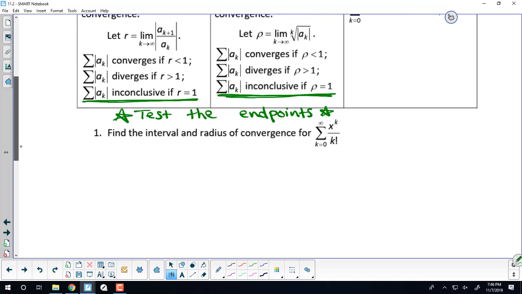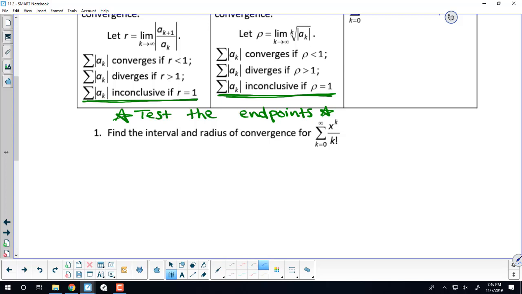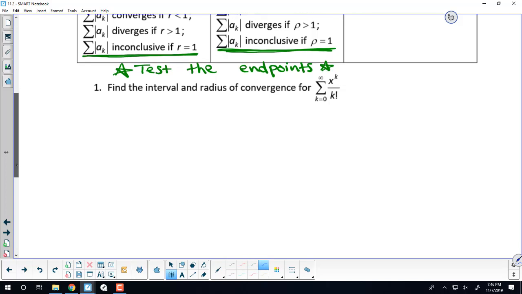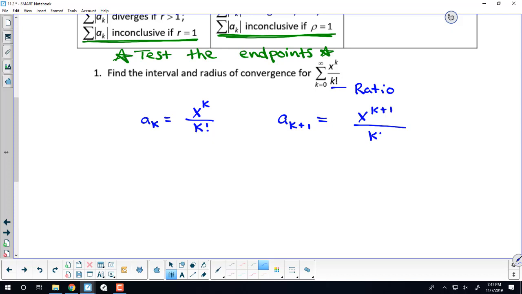Okay, so let's see how this actually works. Find the interval and the radius of convergence for x to the k over k factorial. So we're going to use the ratio test for the factorial. Our kth term is just what we have there, x to the k over k factorial. And our a sub k plus 1, x to the k plus 1, over k plus 1 factorial.